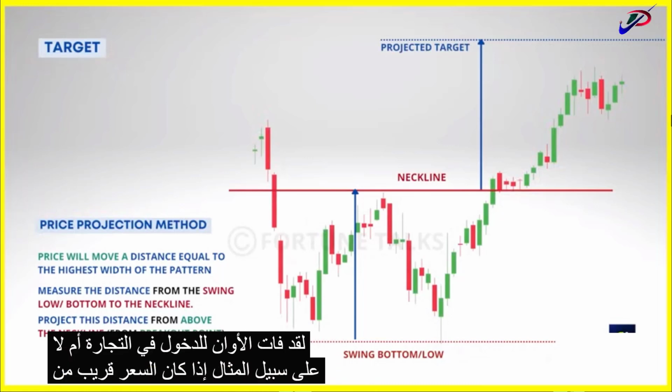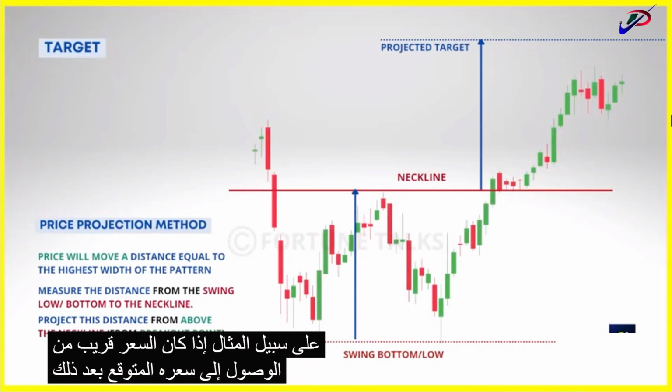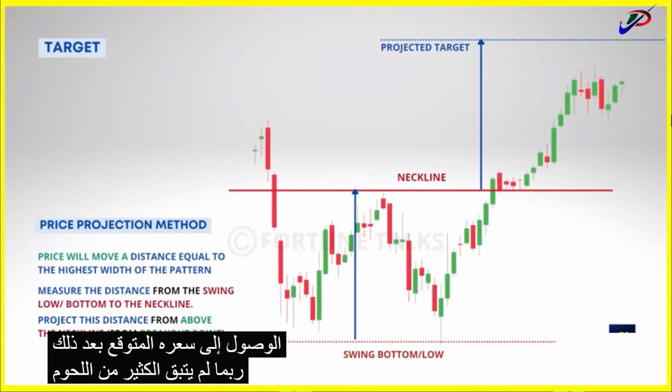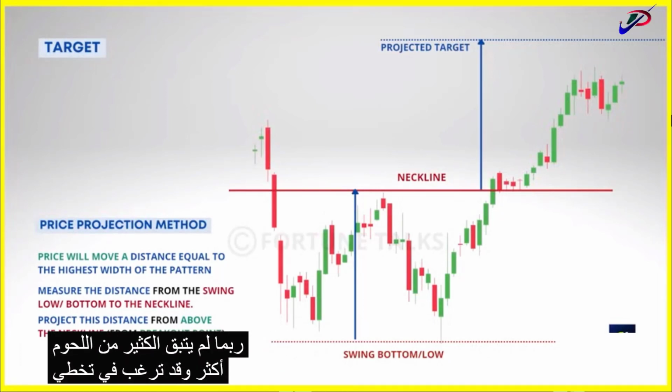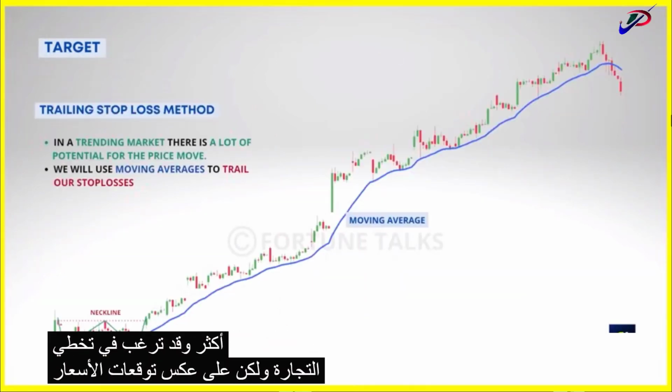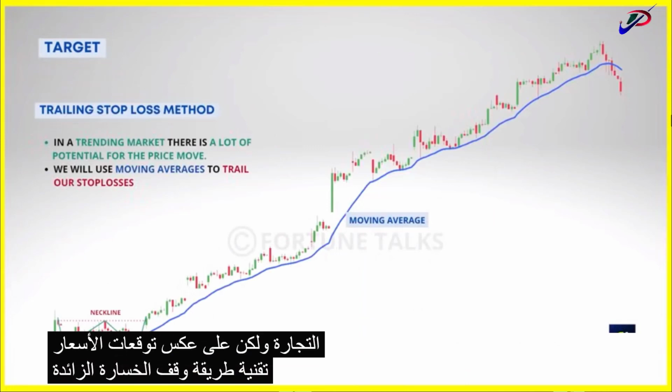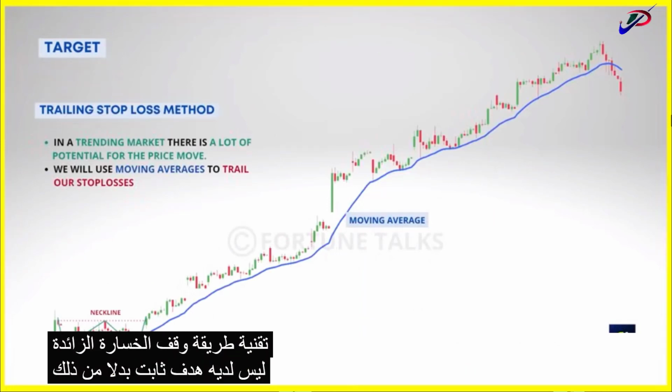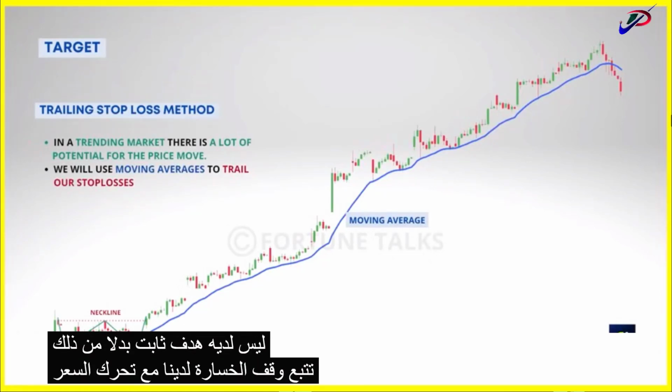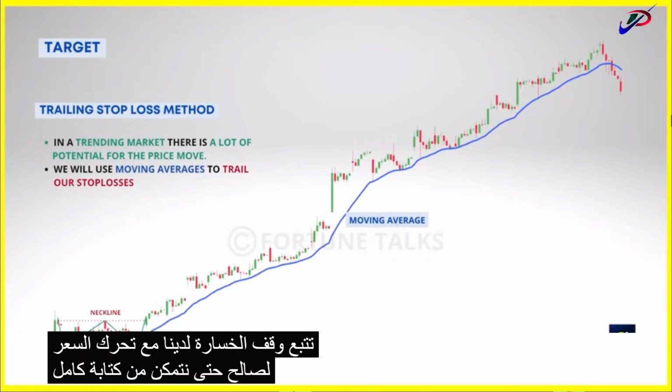For instance, if the price is close to reaching its price projection, then there's probably not much meat left in the move and you might want to skip the trade. But unlike the price projection technique, a trailing stop loss method does not have a fixed target. Instead, we trail our stop loss as the price moves in favor so that we can ride the entire trend.